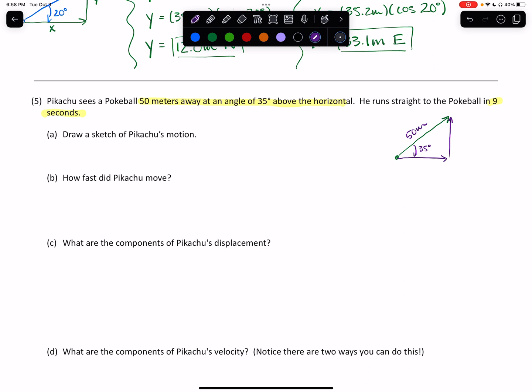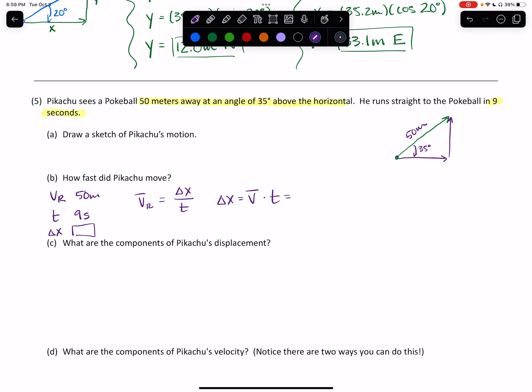So the first question is, how fast did Pikachu move? We know the displacement for that resultant, and we also know the time. We know it was 50 meters and it took him 9 seconds to get there. With that information, we should be able to find that velocity value. We know that the average velocity is equal to the change in position divided by time. So our change in position is equal to the average velocity times time.